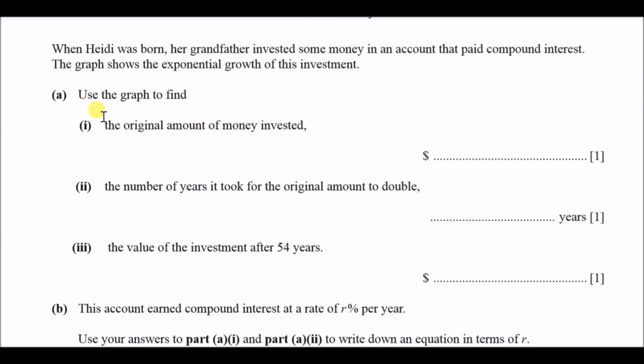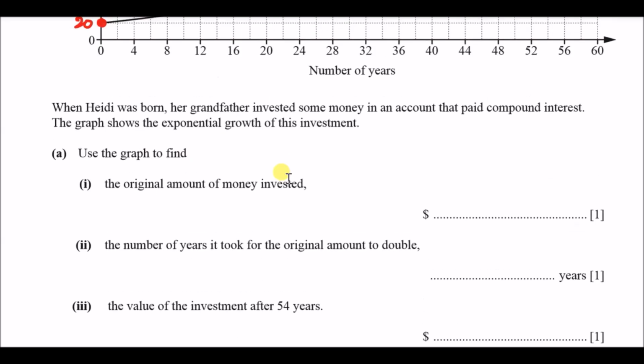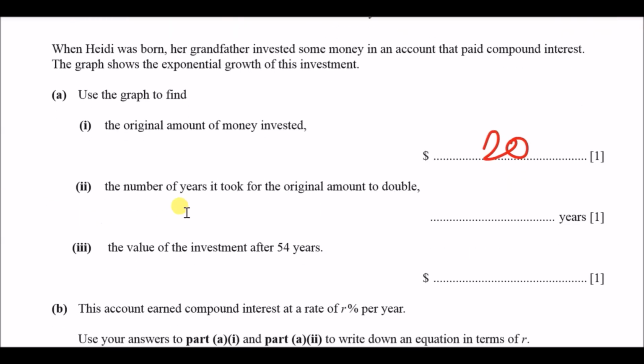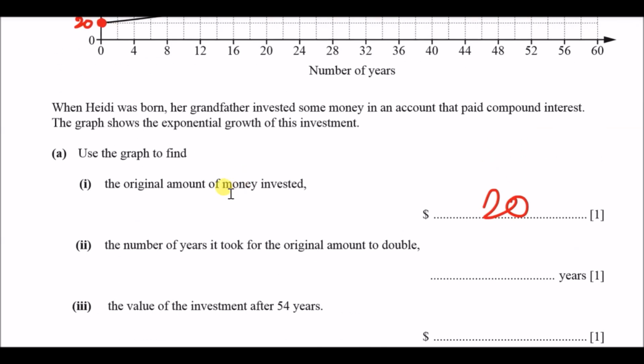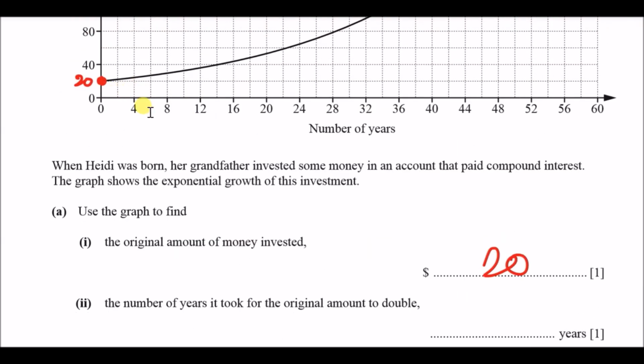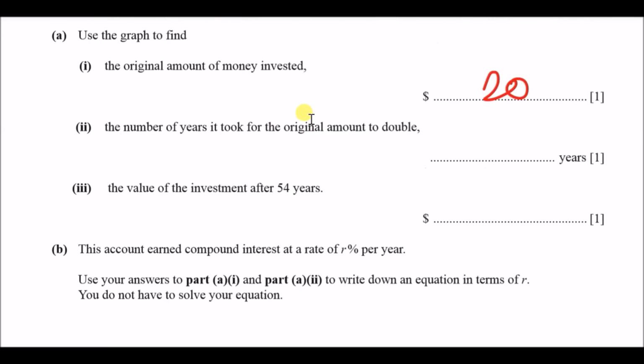So A, use the graph to find the original amount of the money invested. Well, the original amount is at time 0, so it'll be $20. B, the number of years it took for the original amount to double. Now, the original amount we found out was 20. We're trying to find how long it takes to double it. So double 20 is 40, and 40 occurs over here. And that means it took about 14 years.